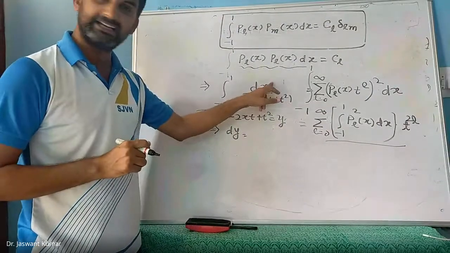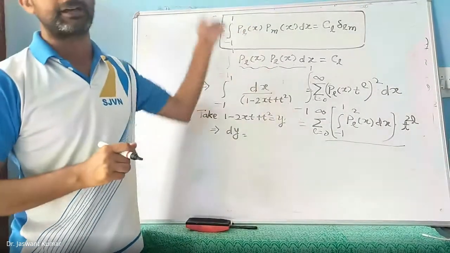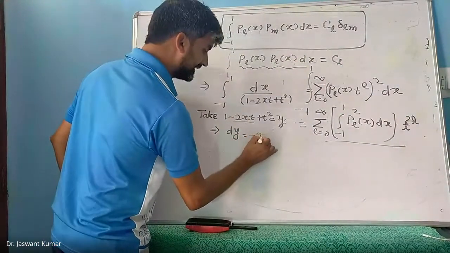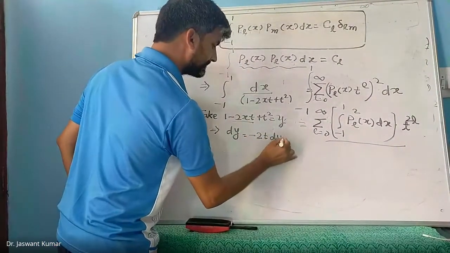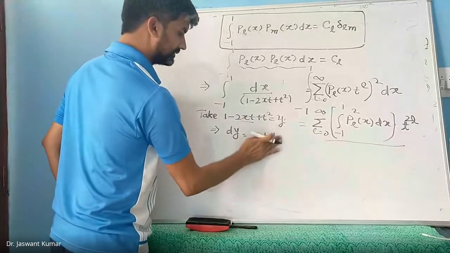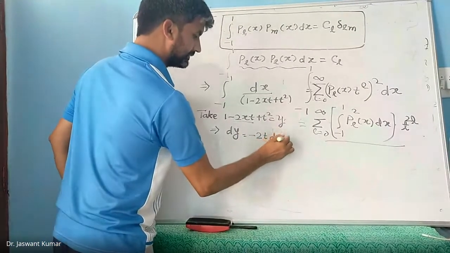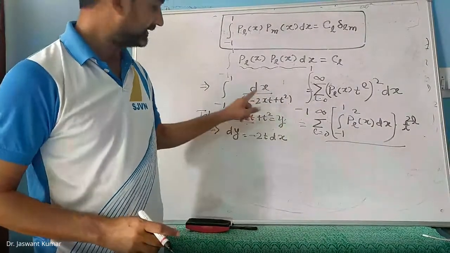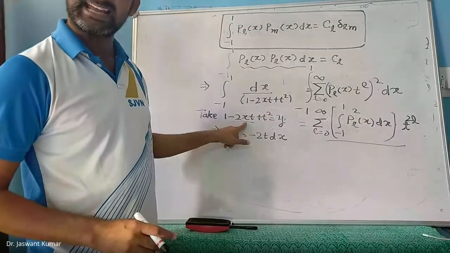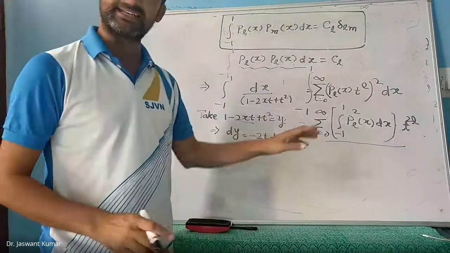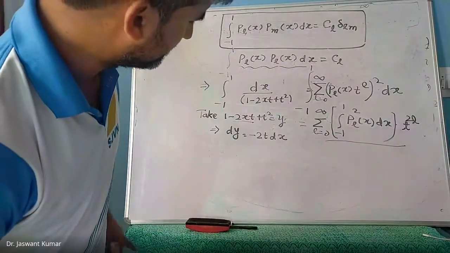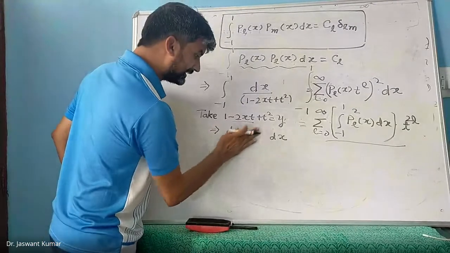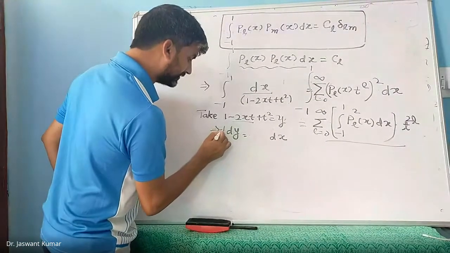Initially it was a function of x, and from x we want to go to y. So what will be dy? Dy will be minus 2t dx, because we only want to go from x to y. The only dependent variable is x. So dy will be equal to minus 2t dx. Is it alright? Yes, sir. Shabash. So dx will be equal to minus 1 by 2t dy.